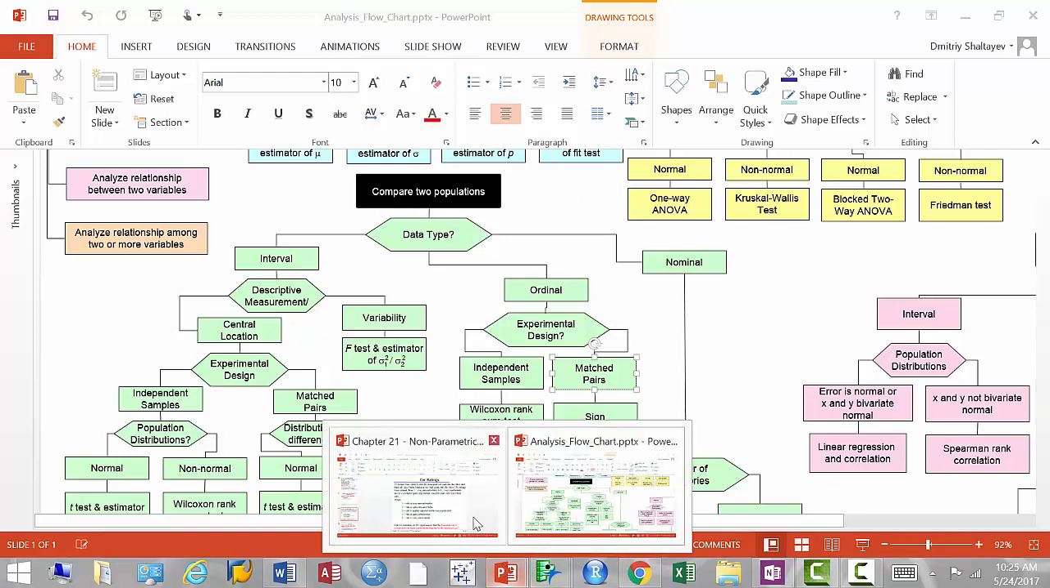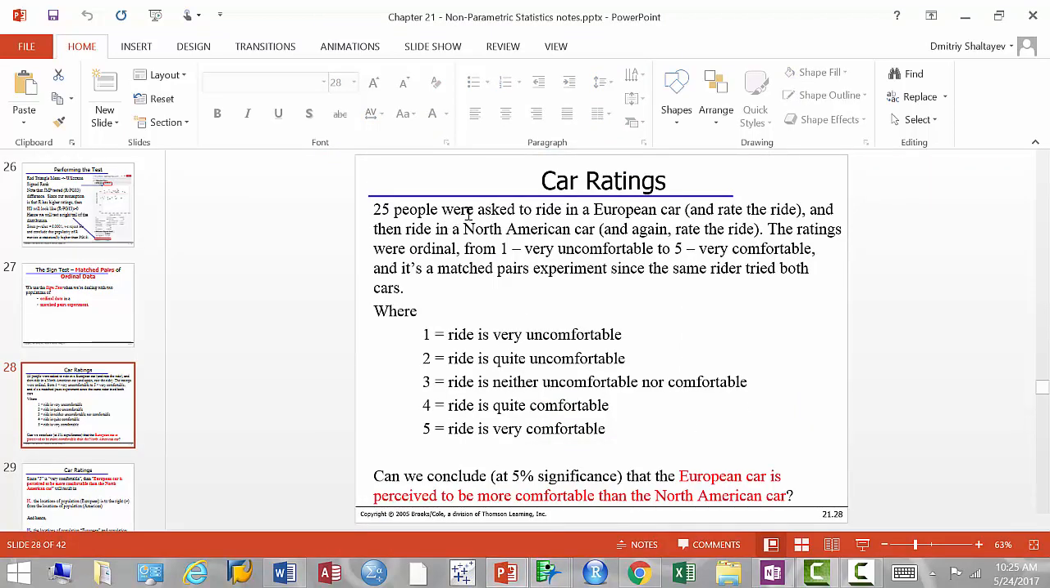Well, that depends on how the data were collected, right? So let's see. 25 people were asked to ride in the European car, and then after that, in the North American car, and rank what they think about this matched pairs, right? What makes them matched? Same people, right? My idea of what's a comfortable ride can be different from Christian's idea, right? So therefore, if they take 25 and 25 different people, that can be a factor of study, right?